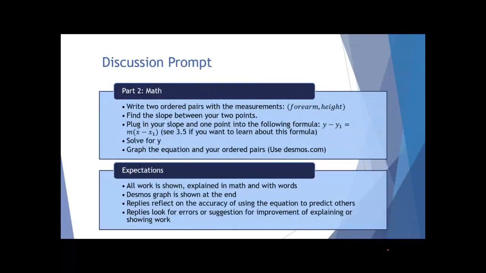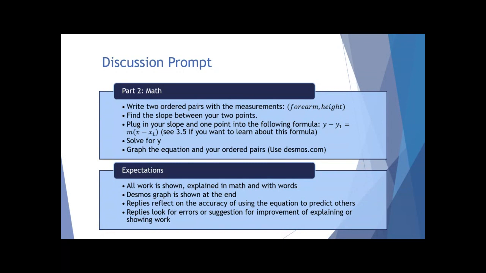So the second part is doing the math. And I've kind of walked through here the actual steps. And this will make more sense once you learn about what we're talking about this week. But for the discussion, your first step is to write two ordered pairs with the measurements. So your first number is going to be the forearm. So for me, that would be 8.5. The second number is going to be your height.